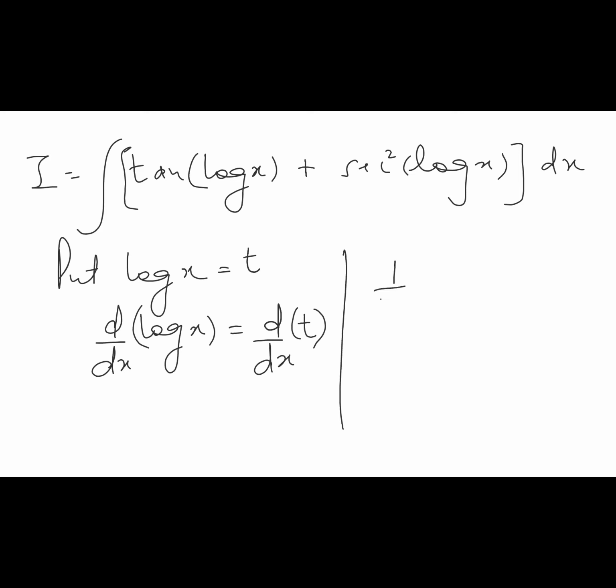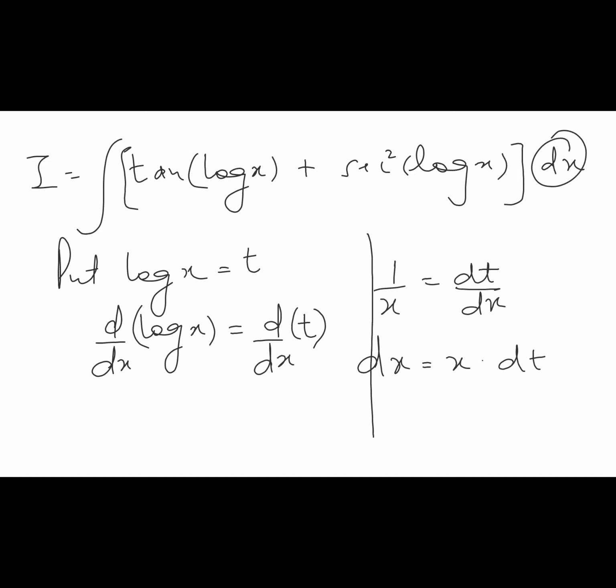d by dx of log x is 1 upon x, which is equal to dt by dx. Now there is no 1 upon x in the problem. Do you find 1 upon x anywhere? No. We only find dx. So dx is equal to x into dt.